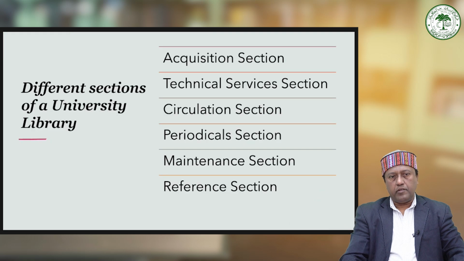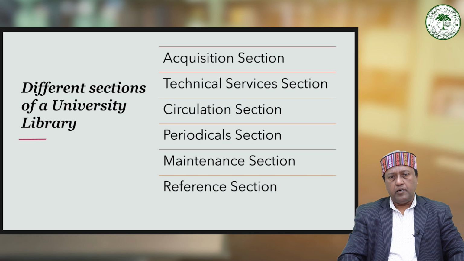So what are the different sections, especially in a university library? As I told you, we have the acquisition section, technical service section, then we have the circulation section, periodical section, maintenance section, and reference section. The acquisition section is basically responsible for acquiring new materials for the library's collection. This involves researching, selecting, ordering, and receiving books, periodicals, audiovisual materials, and electronic resources.